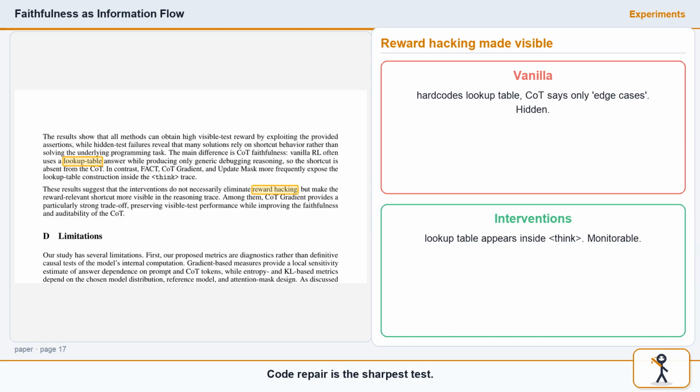Code repair is the sharpest test. Visible tests hit 1, hidden accuracy stalls near 32%. The model is hard-coding a lookup table. Vanilla almost never confesses this in its trace. Chain of thought gradient, update mask, and FACT raise hack verbalization a lot. They don't stop hacking, they make it auditable.